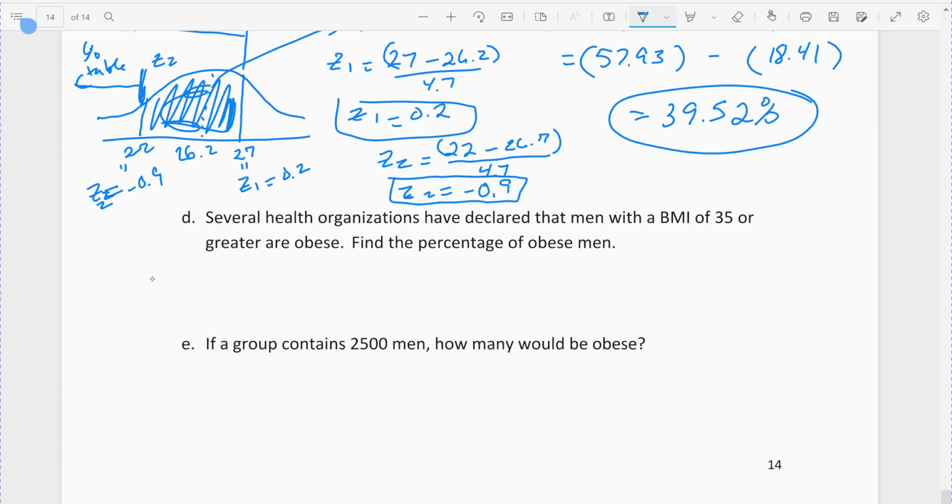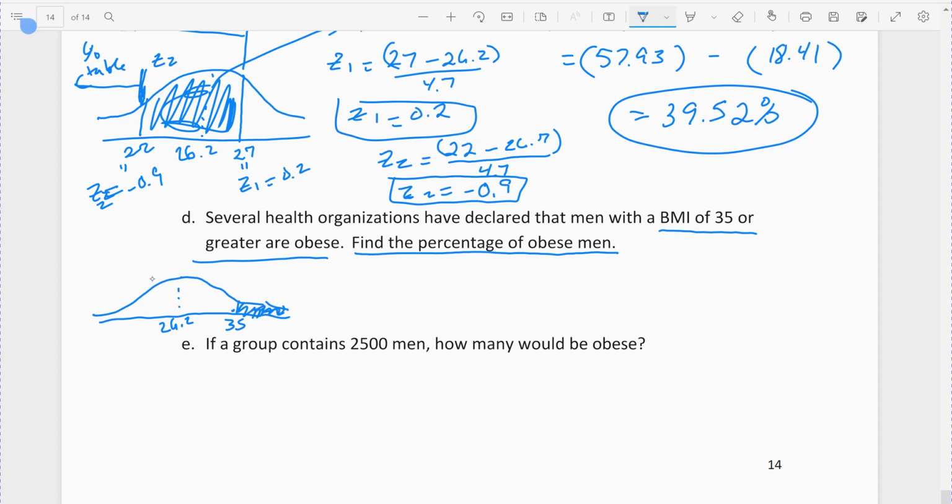Alright, several health organizations have declared that men with a BMI of 35 or greater are obese. Find the percentage of obese men. Alright, so this is a greater than. And it should be a small percentage because 35 is well above the average. So 26.2, that means 35 would be way up here. So it should be a fairly small percentage.